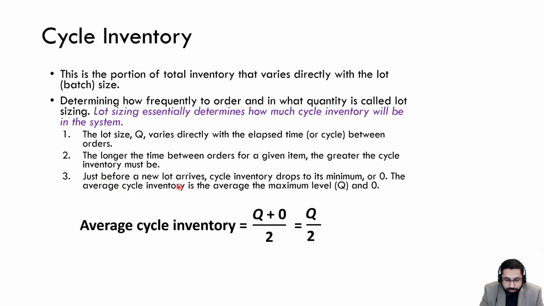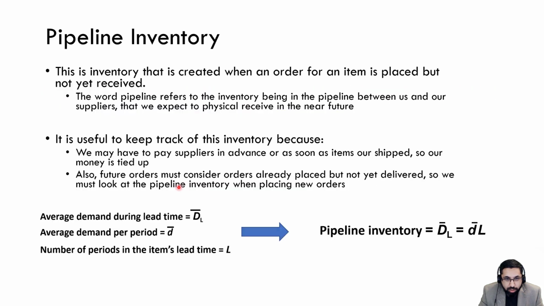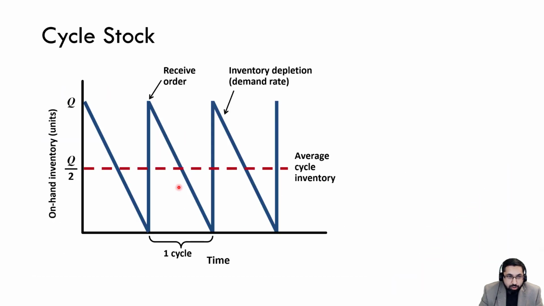So let me see if we have a picture. When inventory is produced or you receive it from a supplier and your lot size is Q, your inventory jumps up by that amount. So if you had 0 at a particular point in time and you received an order of size Q from the supplier, your inventory will jump up to the level Q. Then as you start selling inventory or using it up, your inventory level falls until it hits 0.